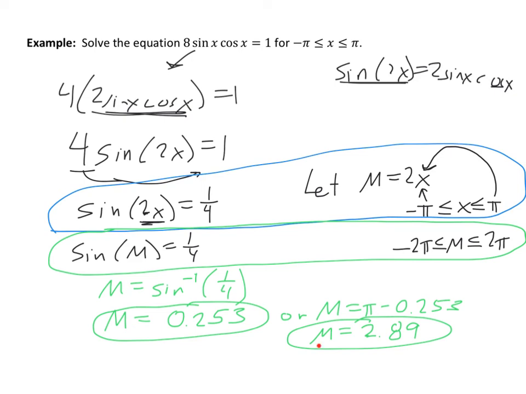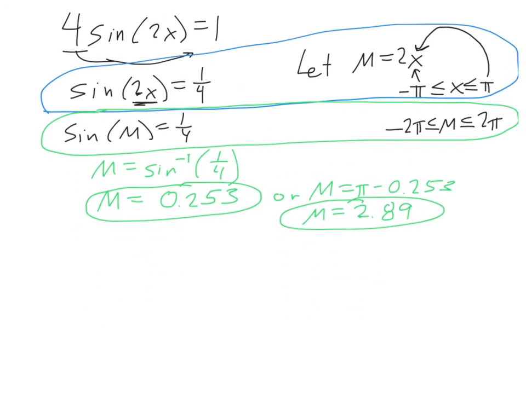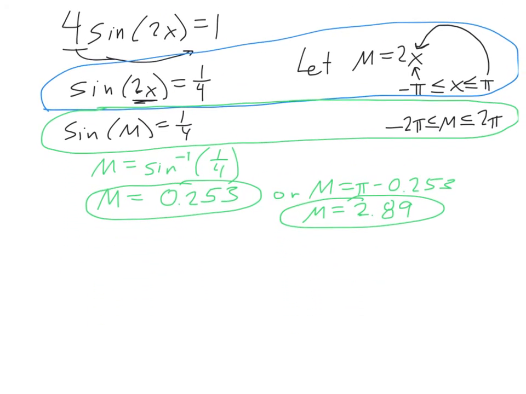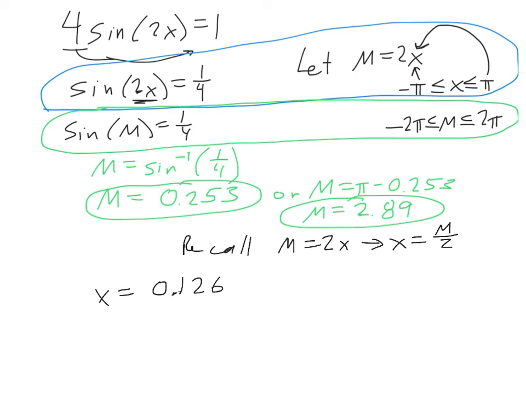Now we need to convert these back into x, so we go back up and use the conversion factor we originally used. Recall that m is 2x, and that means that x is m over 2. So I basically just need to take these answers and divide them by 2. If I take the first one and divide it by 2, I get 0.126.